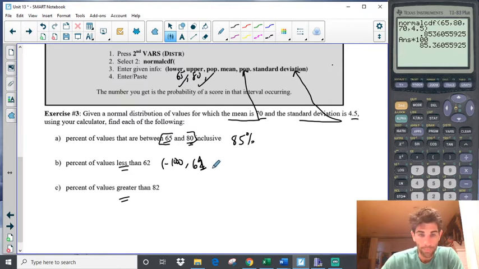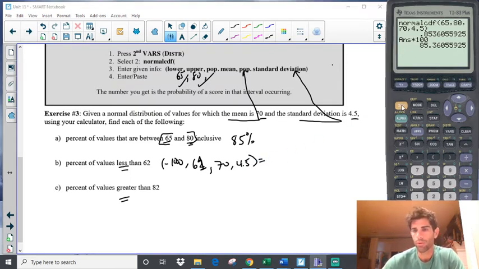Then I would be doing my mean, which is 70, my standard deviation, which is 4.5. Bingo, bango, throw it in there. Let me do it one more time for you guys.